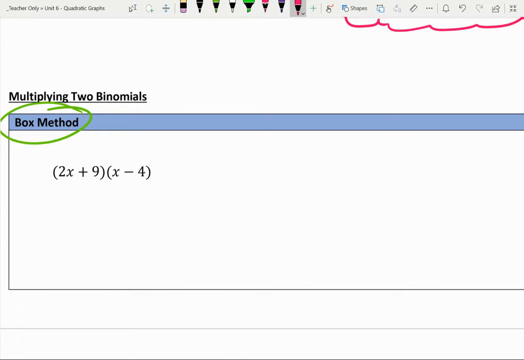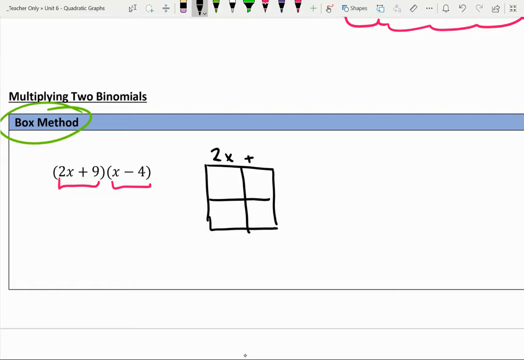So I've got my two binomials. I've got 2x plus 9 and x minus 4. And so I'm going to build a box that has side lengths of 2x plus 9 and x minus 4. Now, I know that it seems a little bit strange to think of a side as having a negative length, but if we just treat it as an area being the side lengths multiplied, this will still work for us.